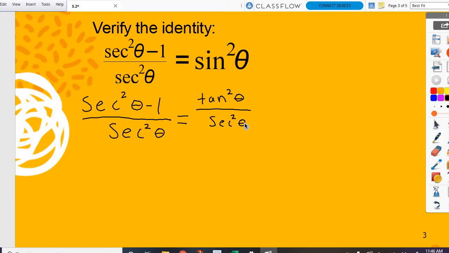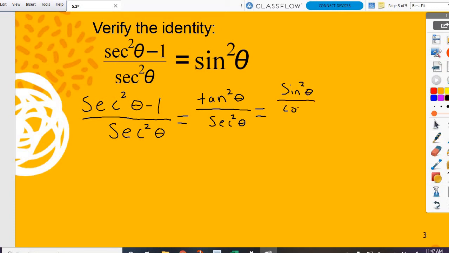Make everything sine or cosine. Agreed. A good hint is that if my answer just has sines or cosines in it, and right now my expression doesn't have sines and cosines in it, usually it's a good idea to convert everything to sines and cosines. So what does tangent squared of theta equal? Sine squared theta over cosine squared theta. Agreed.